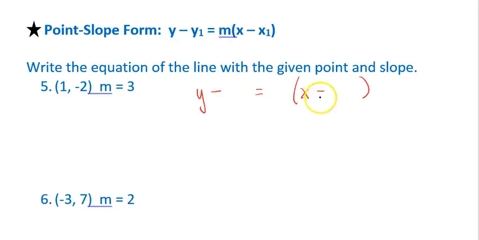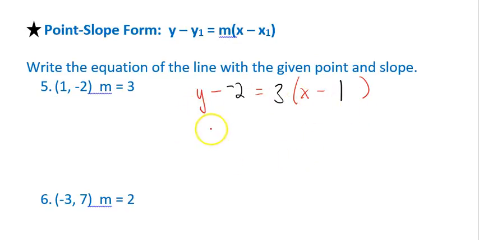Then you want to fill in. If you're looking at your point, the x value of your point will go with the x in the equation. So if the 1 is here, I'm going to stick it here with the x. Since my y value in the point is negative 2, I'm going to put it with the y. So x goes with x, y goes with y. The slope always goes in front of the parentheses. So I filled in those parts.